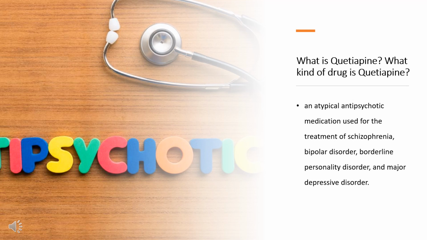What is quetiapine? What class of drug is quetiapine? Quetiapine, sold under the brand name Seroquel among others, is an atypical antipsychotic medication used for the treatment of schizophrenia, bipolar disorder, borderline personality disorder, and major depressive disorder. Quetiapine was developed in 1985 and approved for medical use in the United States in 1997. It is available as a generic medication. In 2020, it was the 64th most commonly prescribed medication in the United States, with more than 10 million prescriptions.